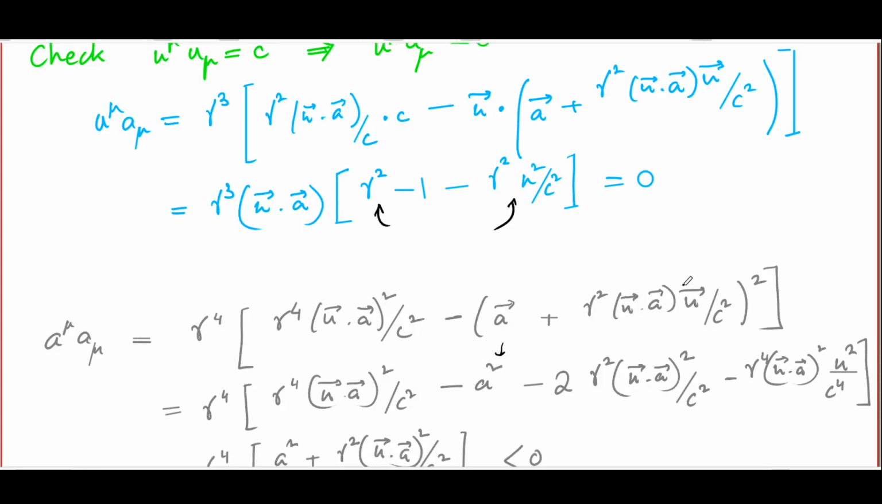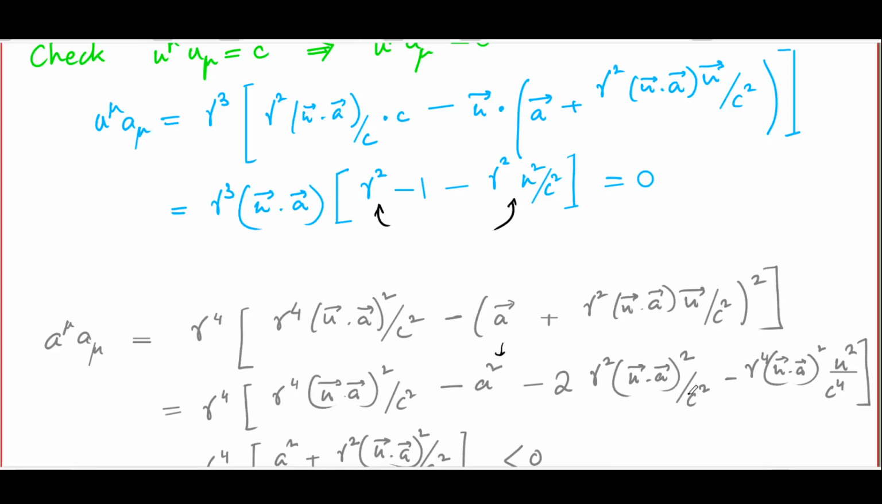This still looks pretty complicated, but if you look at this carefully, what you see is you have a minus a square here. If you combine the first term and the last term, what you are going to get is gamma to the 4 u dot a whole square by c square times 1 minus u square by c square. And that cancels 2 powers of gamma, and you are left with gamma square into u dot a whole square by c square. You have minus twice that here.